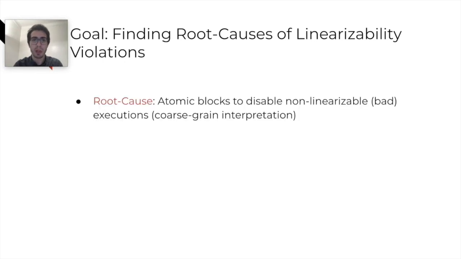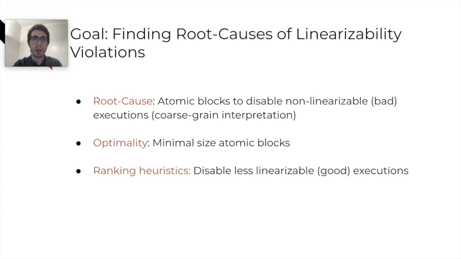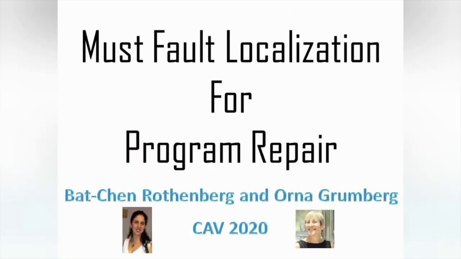We interpret root causes as atomic blocks to disable non-linearizable executions according to the coarse-grained interpretation. We will equate root causes with minimal atomic blocks, called optimal repairs, which will surely disable non-linearizable executions. If there are numerous root causes, we need to find a heuristic to differentiate them. Our proposal is to rank them with respect to the number of good executions they disable.